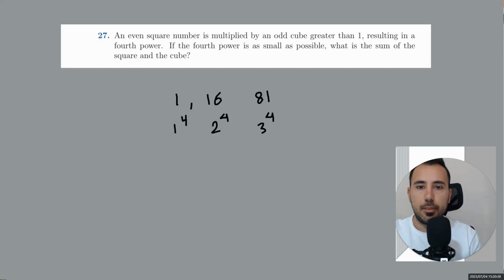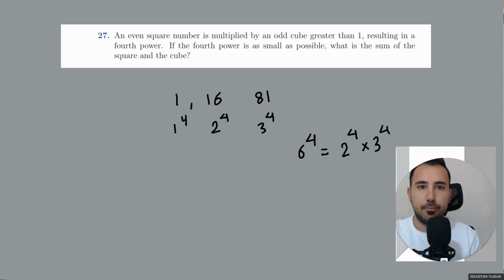Sometimes the number could be written like this. Sometimes 6 to the fourth power. Of course, it's the same as these two combined: 2 to the fourth power multiplied by 3 to the fourth power.